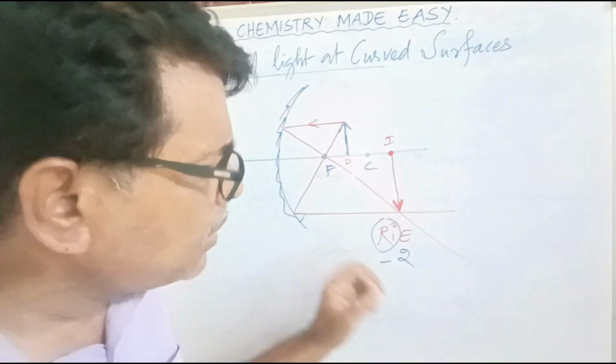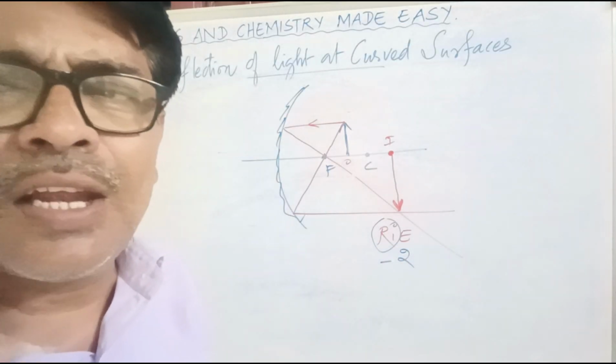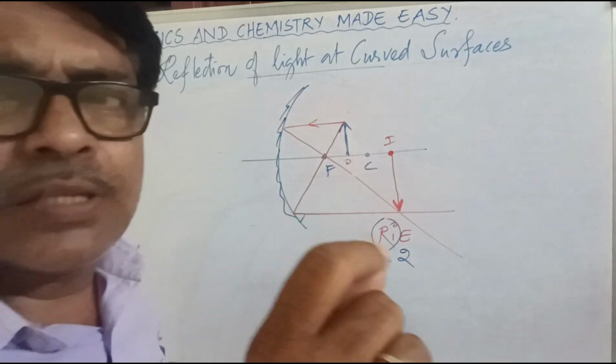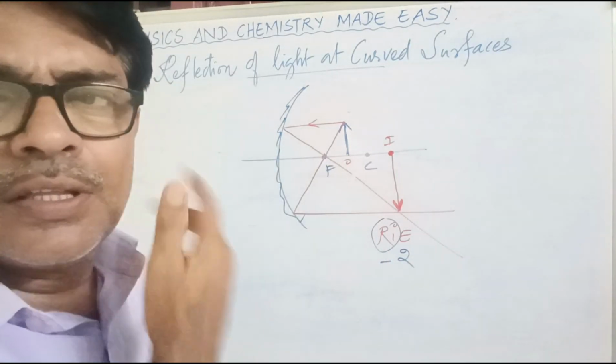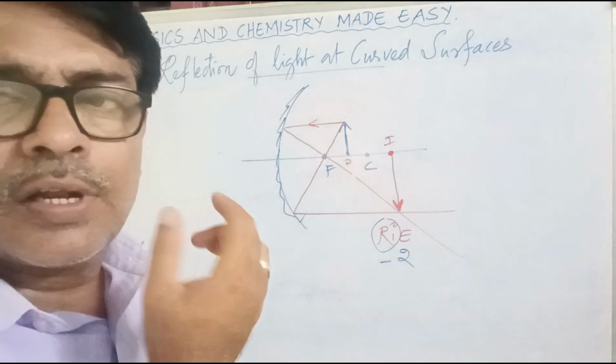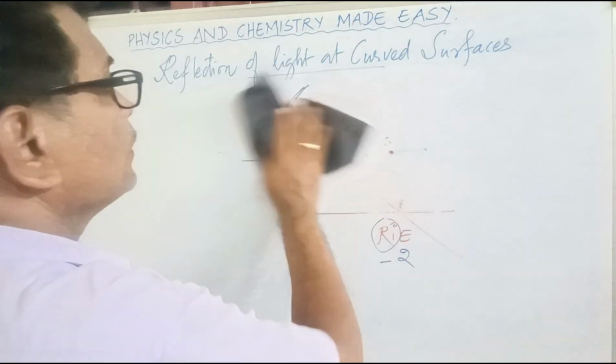What does this indicate? Real inverted. It indicates that it is a real and inverted image. That's all. Minus indicates it's an inverted image. These are the values given. Right? Inverted is always real. Good. Now the next one is what?